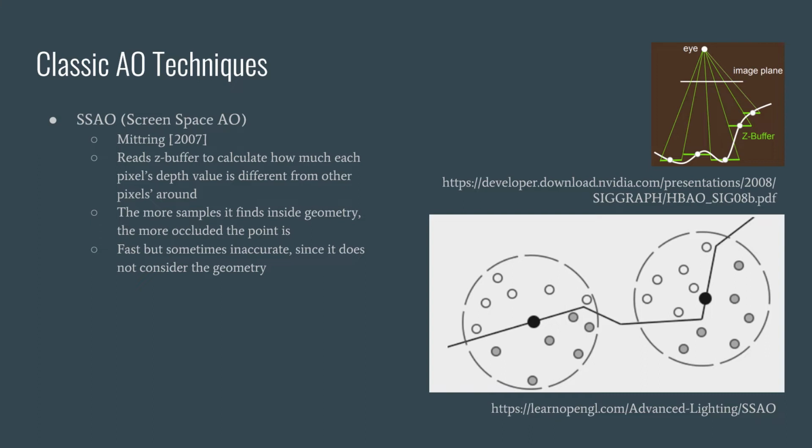If most of them are outside the geometry, that means the pixel is somewhere quite exposed on the surface. And if the samples are mostly inside the geometry, that means the pixel is also likely to be obscured by the geometry, which leads to high occlusion. SSAO is known to be very fast because there's no physical computation, but sometimes inaccurate since it does not actually consider the geometry and just guesses the occlusion value.